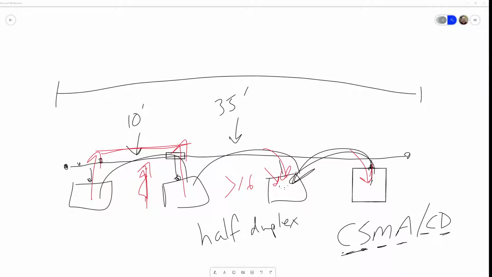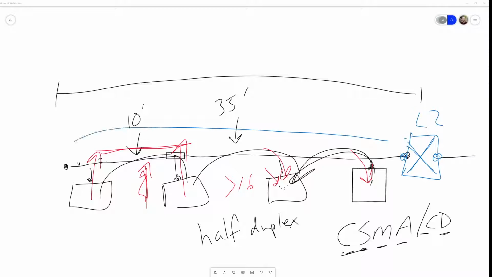So you had to separate these with a bridge. A connector would go in here, a connector would go out here, and you would have a different LAN segment. Then when you had a bridge here, this bridge was a layer 2 device. Well, then what was all this? This is a layer 1 domain.